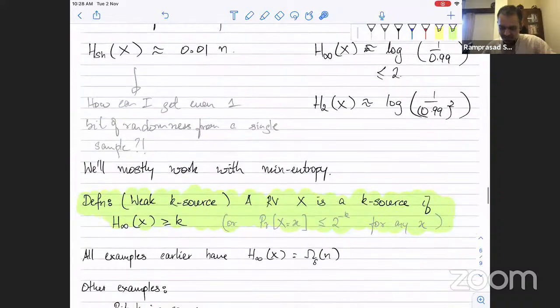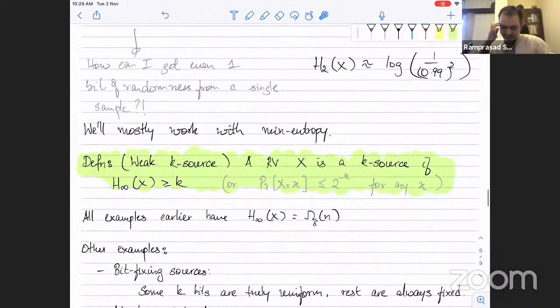Here are some other examples of weak sources, and they're quite interesting. The first one is what are called bit fixing sources, which basically says that among these n bits, some k of them are completely random: they're uniform and independently take values 0 and 1. But all the other n minus k bits are always fixed. It's just that we may not know the location of those k bits, or what the other n minus k bits are fixed to.